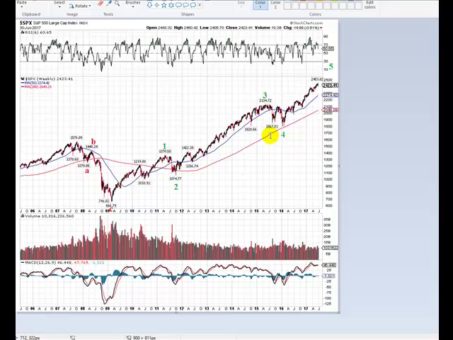Now sometimes you can have a 5-wave sideways move, which would just go 1, 2, 3, 4, 5, and then break out higher. So again, there wasn't a wave there. I'm just using my cursor to illustrate it.